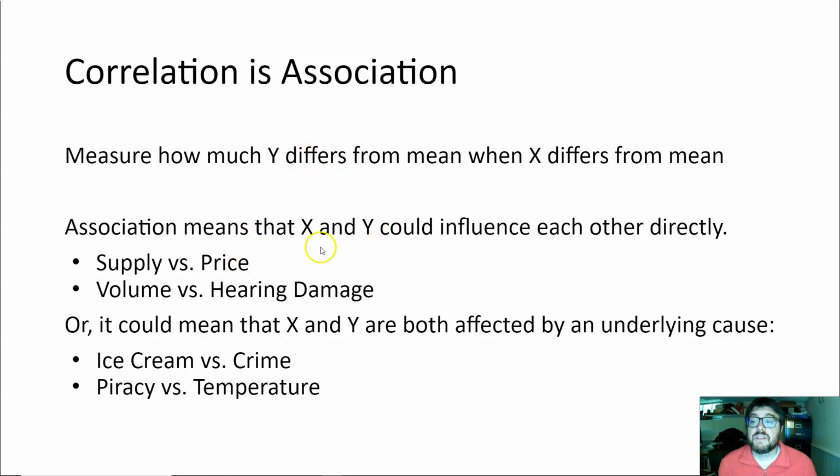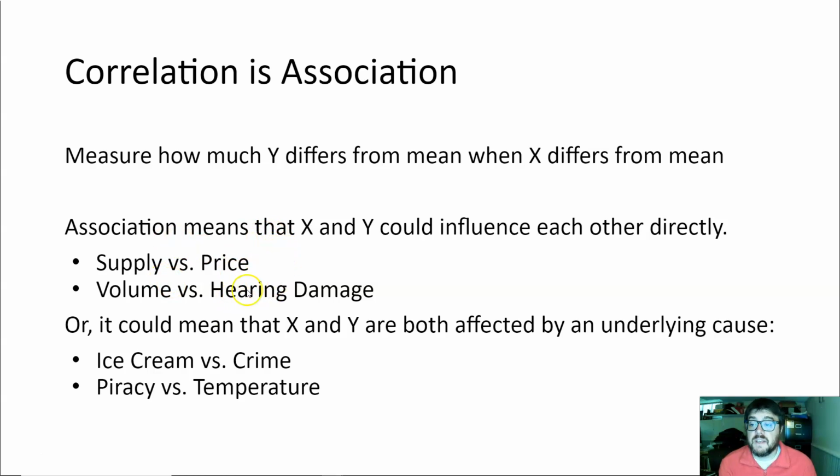And you could get a correlation when X and Y influence each other directly, if you're looking at supply of a good and its price at a given time, or if you look at the amount of volume that kids in an online learning class have in their earbuds and how much hearing damage they incur. Those things have a cause and effect relationship, and so you would see an association.